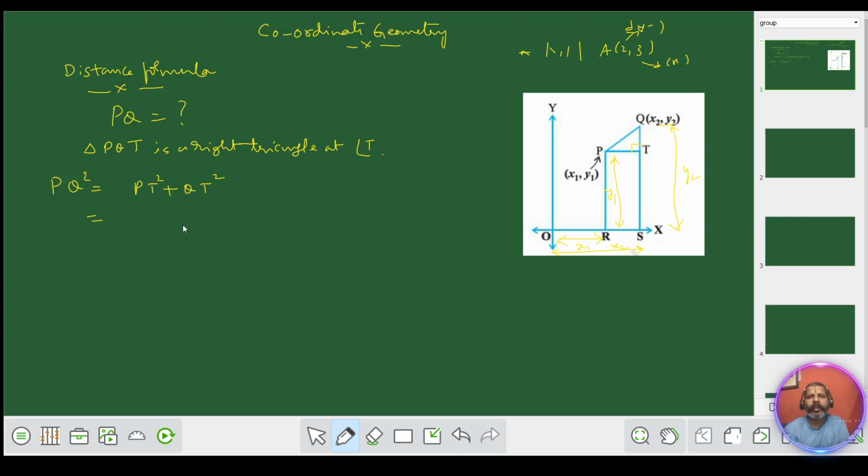You can write in the notes as well. Now PT, I can say PT distance is nothing but OS minus OR, whole square. QT is nothing but QS minus TS. QS minus TS, whole square.